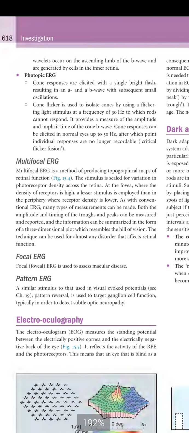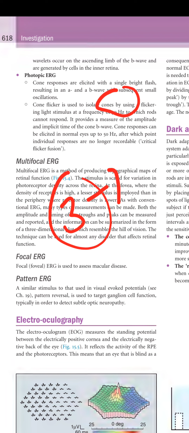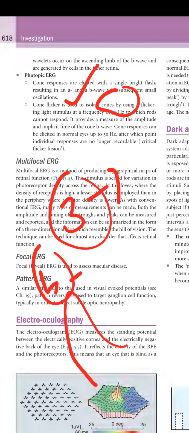Cone flicker is used to isolate cones by using a flickering stimulus at a frequency of 30 hertz, to which rods cannot respond. It produces a measure of the amplitude and implicit time of the cone B wave. So what it will measure is basically the B wave amplitude and the implicit time.